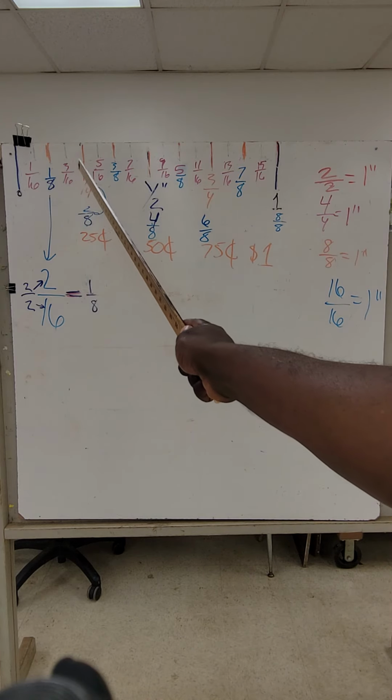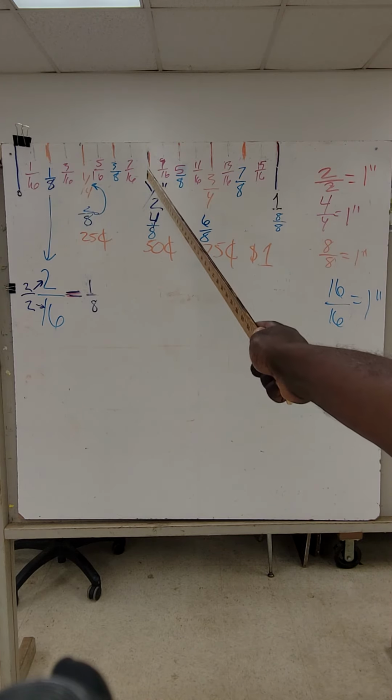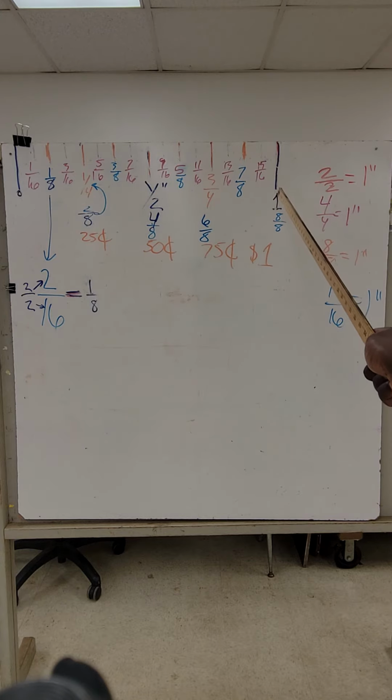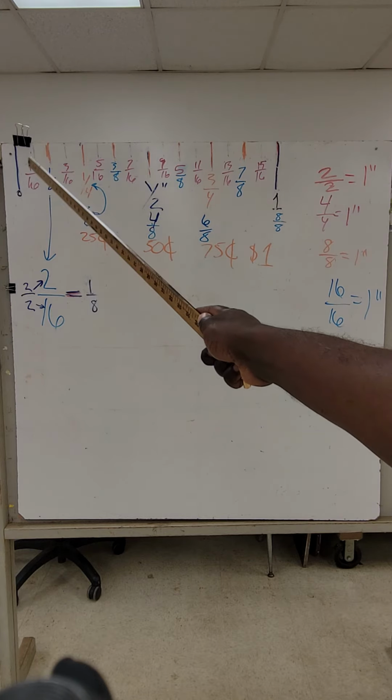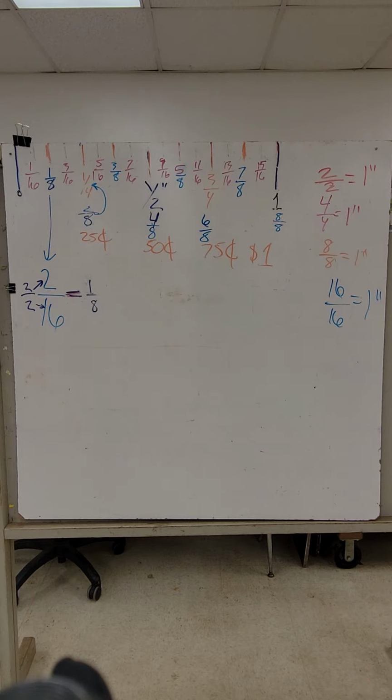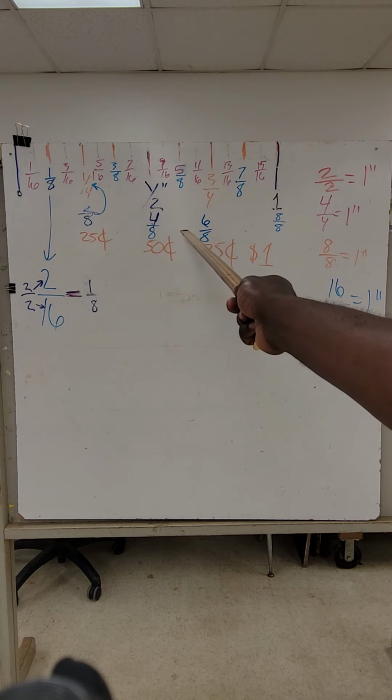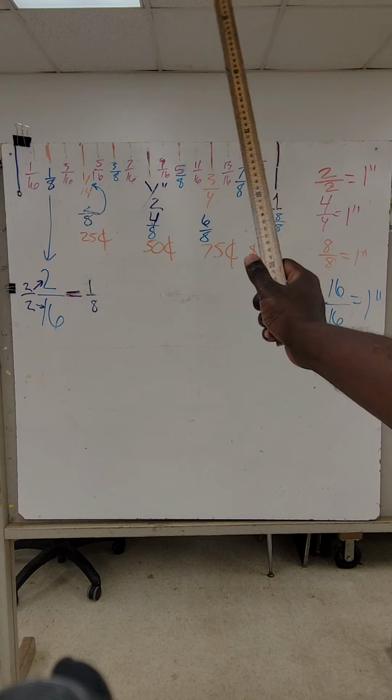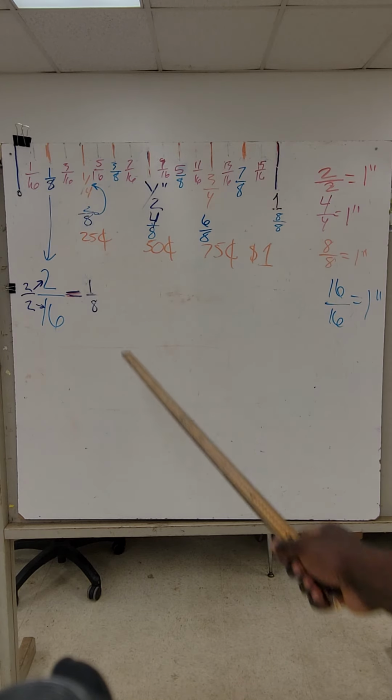Count by fours. 1, 2, 3, 4, 1, 2, 3, 4. You've got to pause between each one and let your brain catch up to your hands so you can see it all. And just like a dollar, again, it's all equivalent to a dollar.